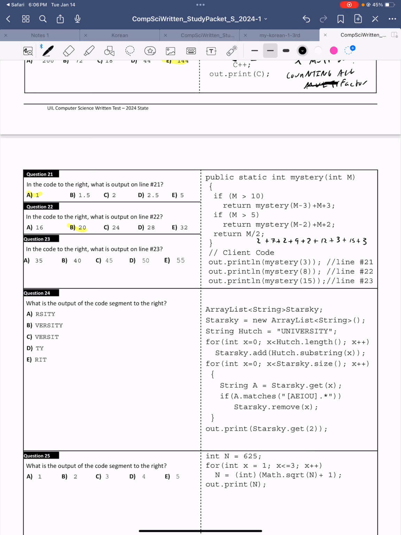And now we got to add all this up. This sucks. 2 plus 7 is 9, plus 9 is 18, 20, 22, 34, 37, 52, 55, 23.